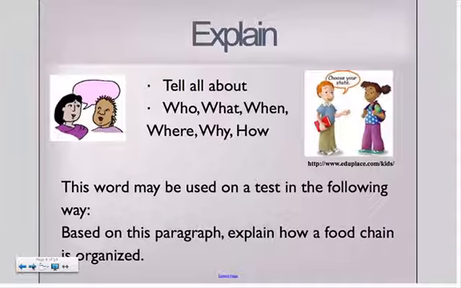Explain. It means to tell about. Very similar to describe, but explaining your situation. The word may be used on a test by saying, based on this paragraph, explain how a food chain is organized. Again, pause the video and write down these pieces of information.